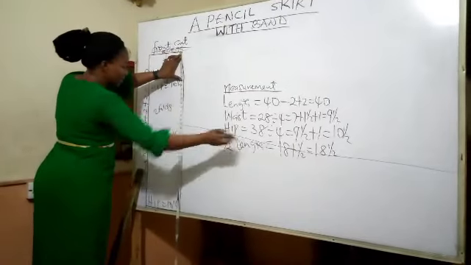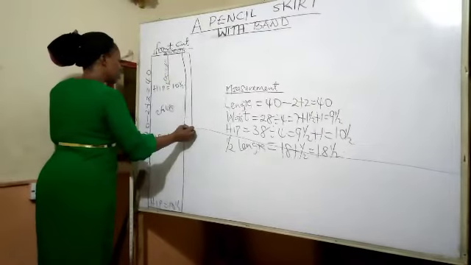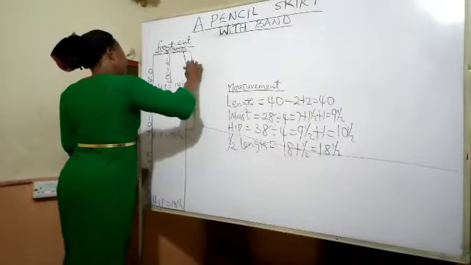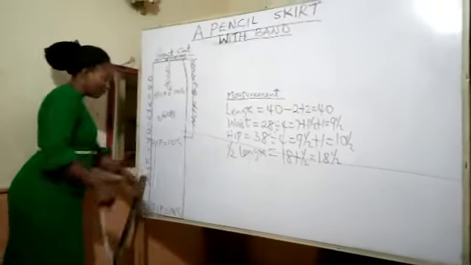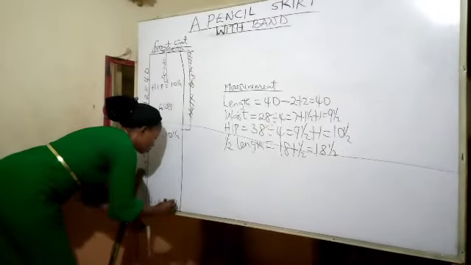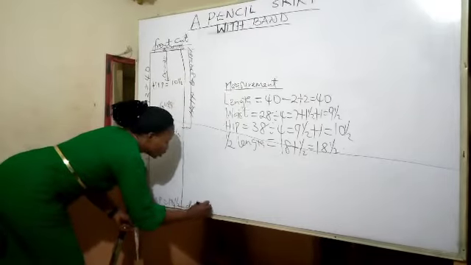The calculated half length is 18.5. This is our half length, from here to this place. Half length is equal to 18.5. Now, inwardly, we are going to deduct 2 inches. So, deduct 2 inches inwardly.